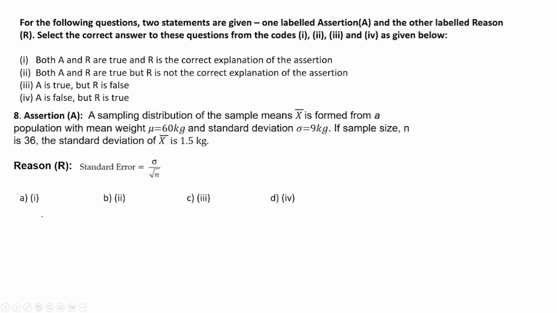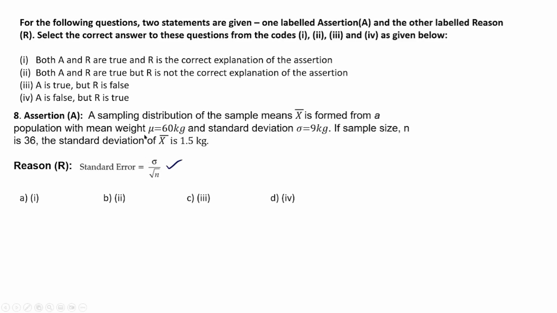Next question. A sampling distribution of the sample means x bar is formed from a population with mean weight mu equal to 60 kg and standard deviation sigma equal to 9 kg. If the sample size n is 36, the standard deviation of x bar is 1.5 kg. This is the assertion we have to check. Reason: standard error equal to sigma by root n. To find the standard error or standard deviation of x bar, we use this formula, sigma by root n. So the reason is true.